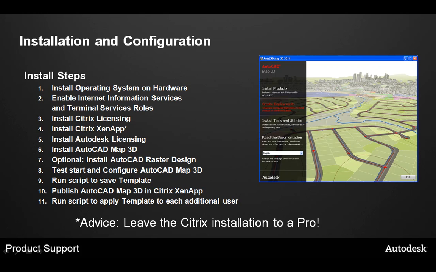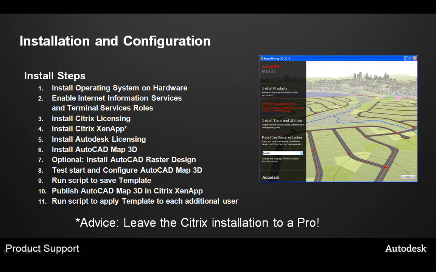You'll want to start by installing and configuring the Autodesk licensing, then install AutoCAD Map 3D. After Map 3D is installed, you can optionally install AutoCAD Raster Design. Then, as the installing administrative user, you'll want to test start and configure AutoCAD Map 3D and Raster Design, then run a script to save those user settings to a template folder.